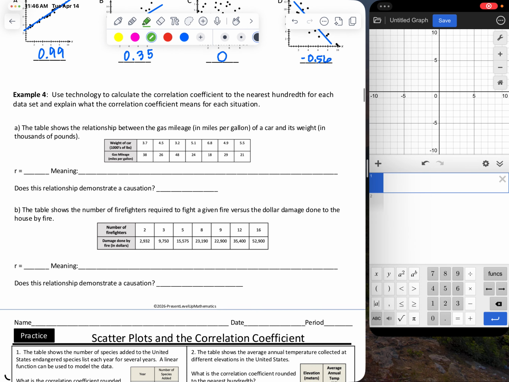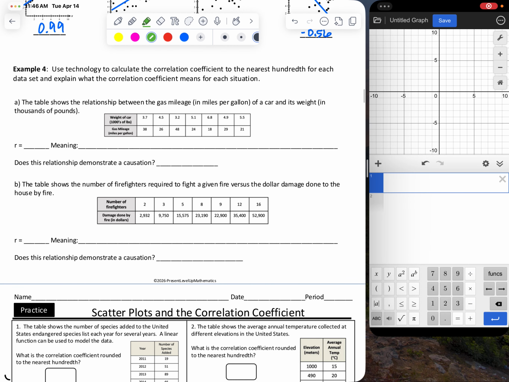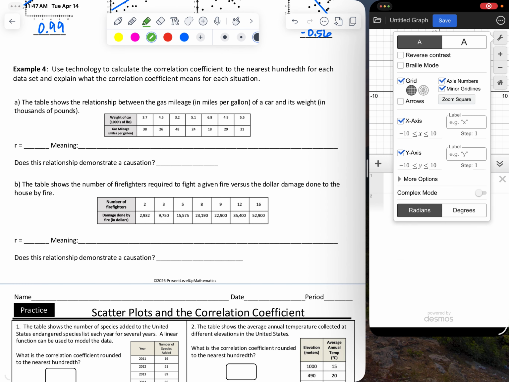All right, example 4. We can also use technology to calculate our correlation coefficient for us. To do that, we first want to make a scatter plot on our calculator of whatever data is given to us. So in problem A, it says the table below shows the relationship between the gas mileage in miles per gallon of a car and its weight in thousands of pounds. So I want to make a scatter plot here. And when I make a scatter plot, the first thing I do is set up a good viewing window. Now I'm going to be using Desmos. You could use any graphing type calculator that you have. So on Desmos, to set our viewing window, we use this little wrench here.